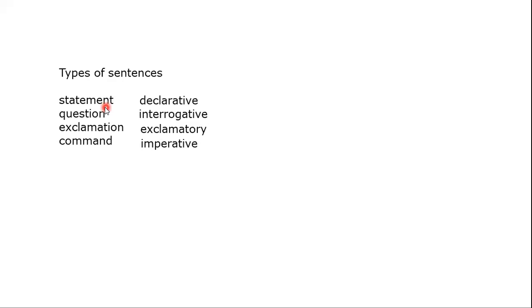Simple statement type of a sentence, a question, an exclamation, and a command. Now, when you're starting 2nd and 3rd grade, they're going to ask you: is this a statement sentence, a question sentence, an exclamation sentence, or a command? And as we go into 4th, 5th, and 6th grade, they're going to clarify what they're actually called. So a statement is called the declarative, a question sentence is an interrogative sentence, an exclamation is an exclamatory sentence, and a command is an imperative sentence. And I'll tell you what each one is.